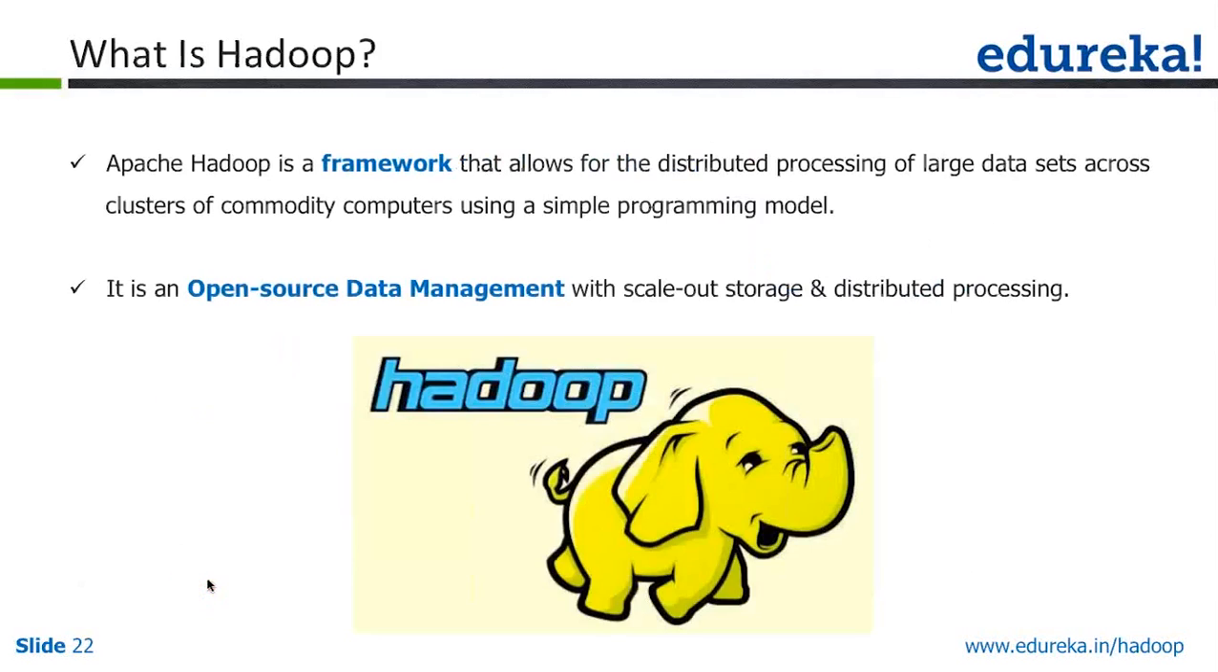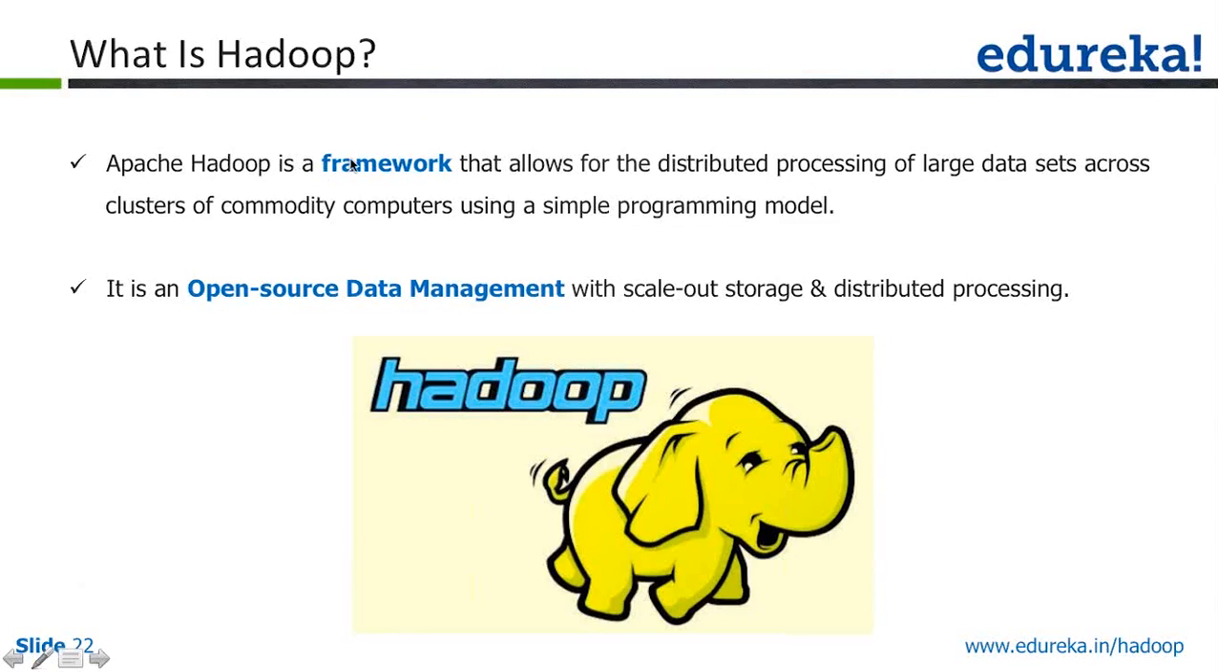Now let's look at what is Hadoop. Okay. Now Hadoop is not just a distributed file system. Hadoop is a framework that allows for distributed processing of large data sets, as we've just seen, across clusters of commodity computers using a simple programming model. Now, though I'm not a big fan of definitions, this one is a good definition. So Hadoop is a framework.